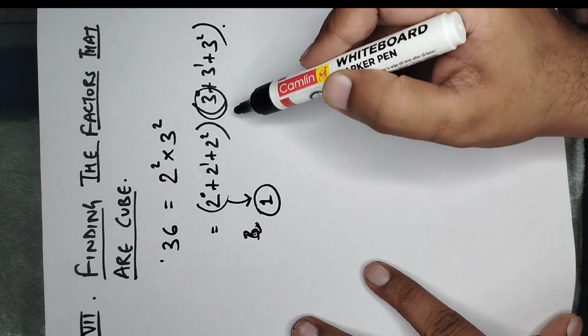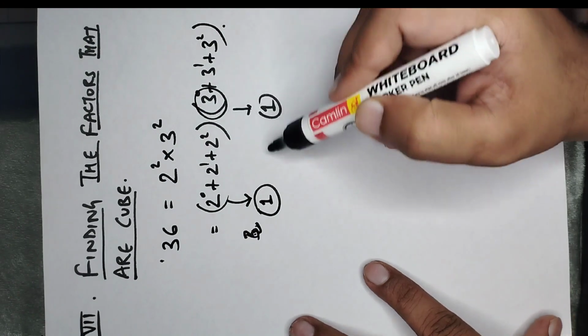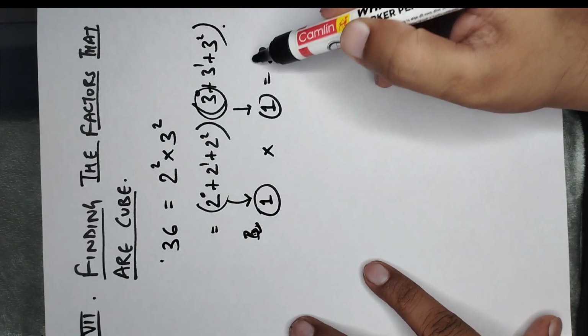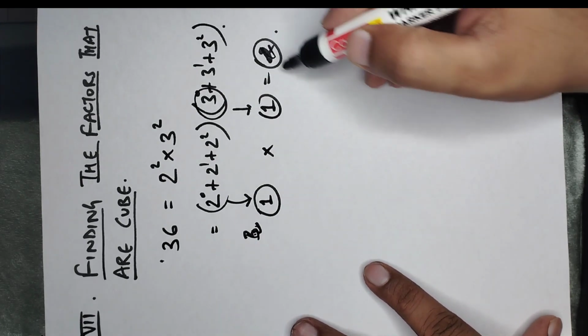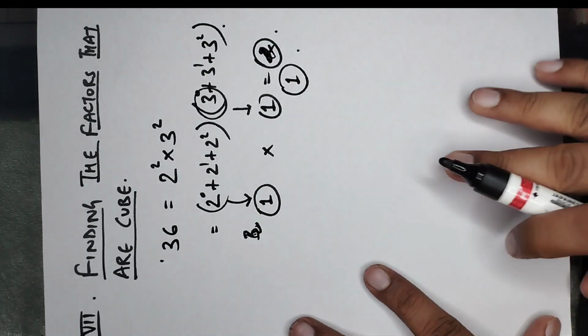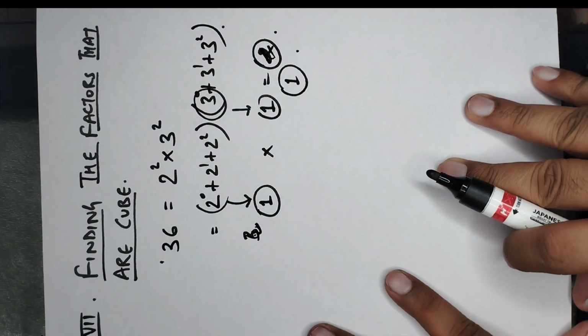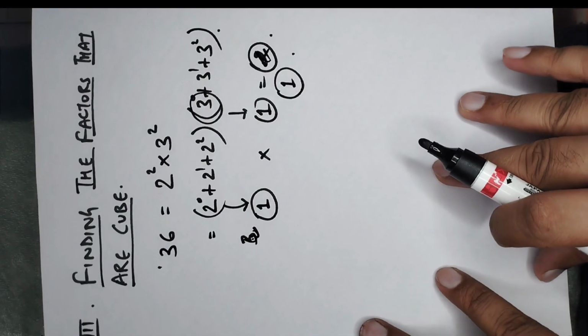Similarly, 3 raised to the power 0 will give us 1, and 1 multiplied with 1 will give us 1. So we can say that there is only one factor of 36 that is a cube.